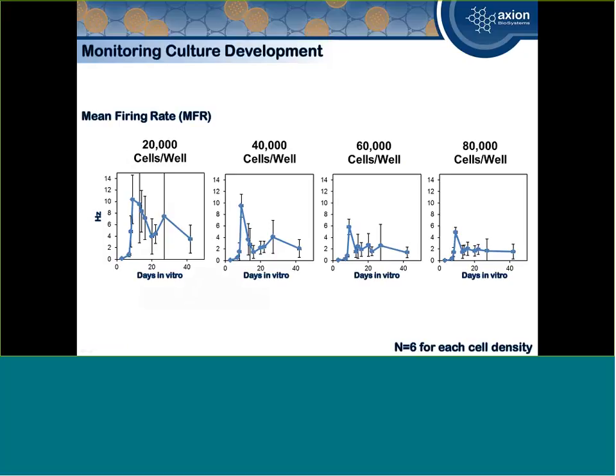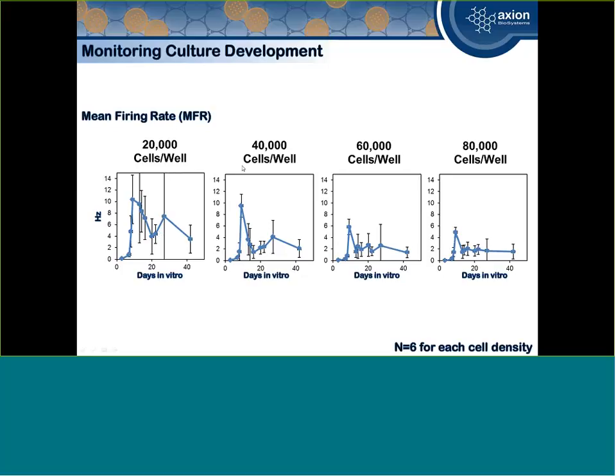which you can do on an MEA. You can track the same cells for, in this case, up to 42 days. And what we saw was that at the lower cell densities, the activity peaks around day 9, and then it becomes much less stable over time. There's a high variability, as you've seen from these very large error bars, across these 6 wells.